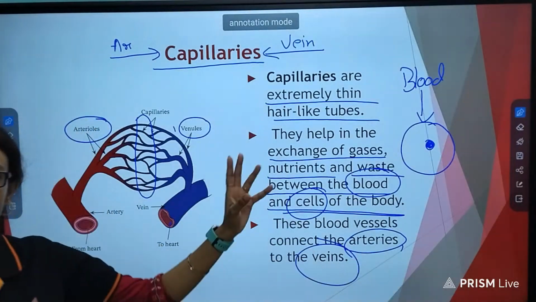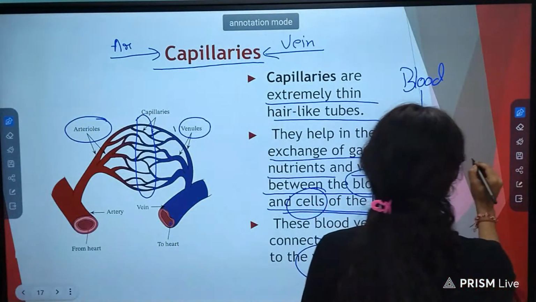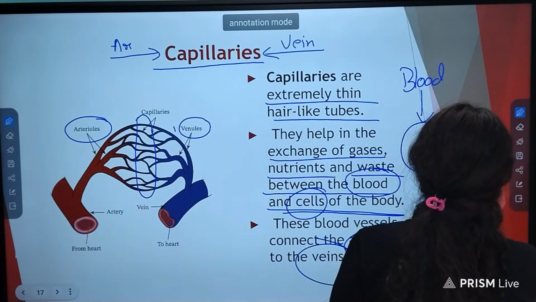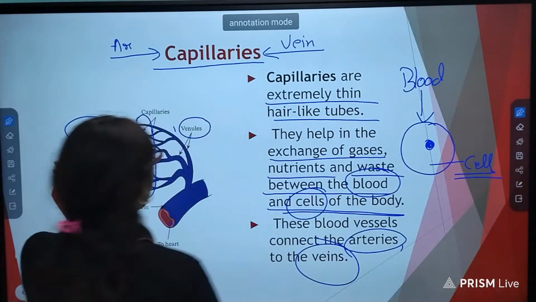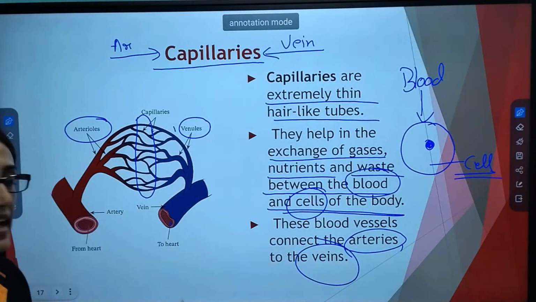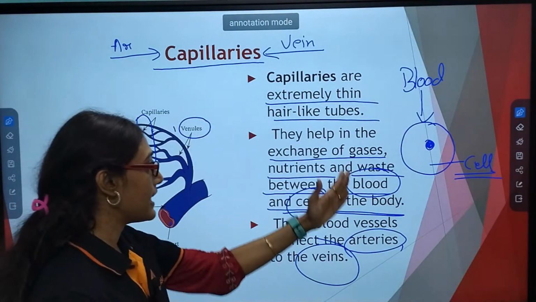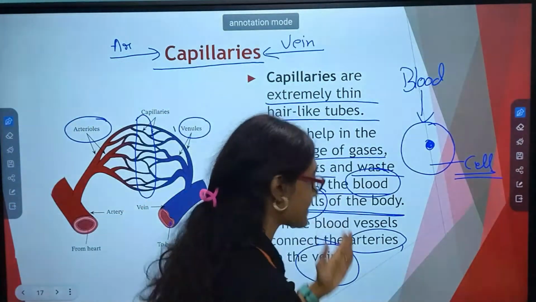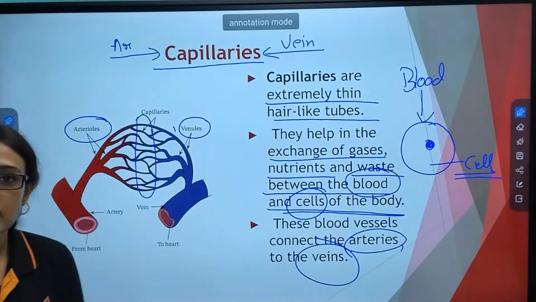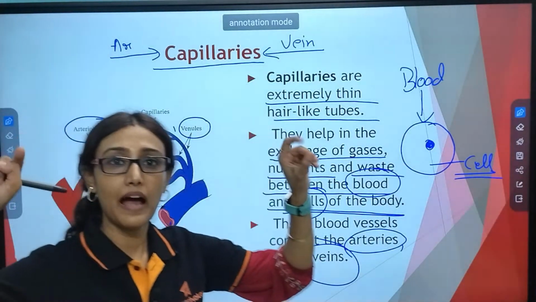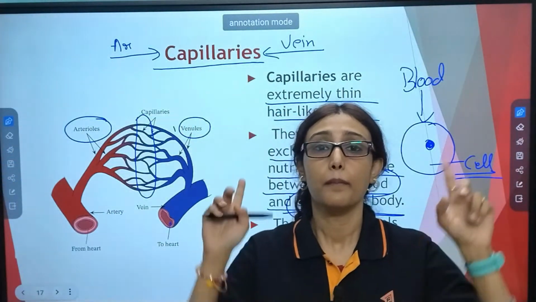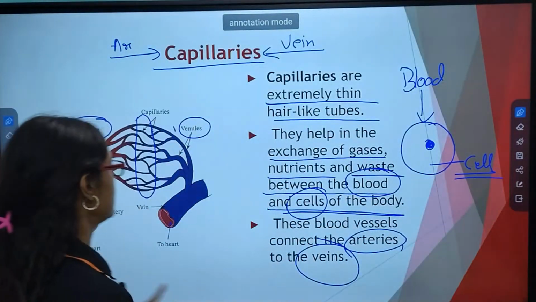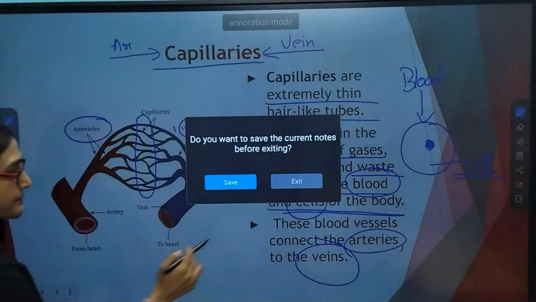Okay, these blood vessels connect the arteries and the veins. This I have already told you. This is the cell. So capillaries help arteries and veins. How? They help in the exchange of gases, nutrients, waste materials between blood and cell. Blood and cell. Right? Okay.